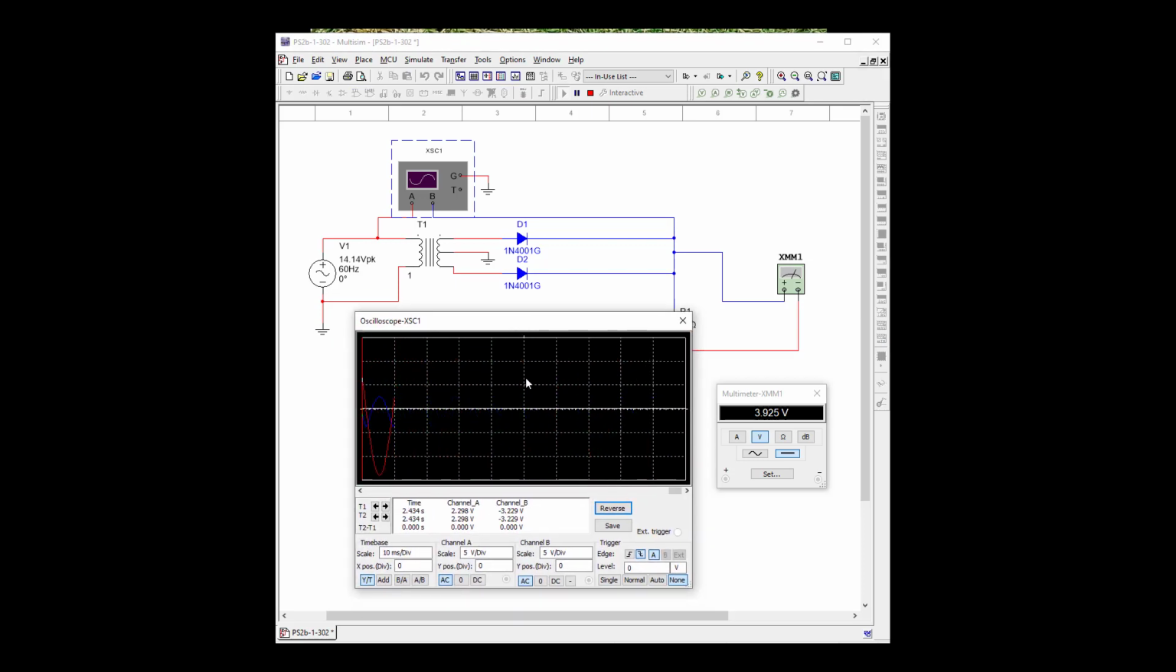So here we have our signal. So let's go to DC and let's go ahead and go to a single. There we go.